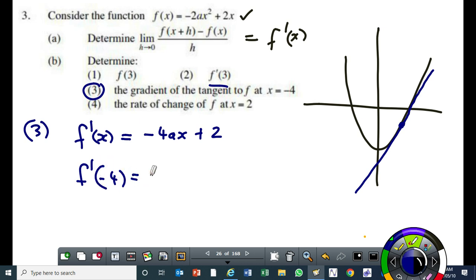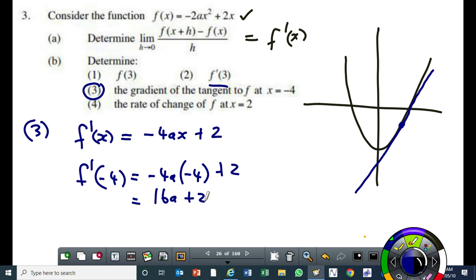So this is equal to minus 4a times minus 4 plus 2. And then you get positive 16a plus 2. So 16a plus 2 is the gradient of the tangent at x equal to minus 4. It's also the gradient of the quadratic function at that point. Okay? Are you following that?